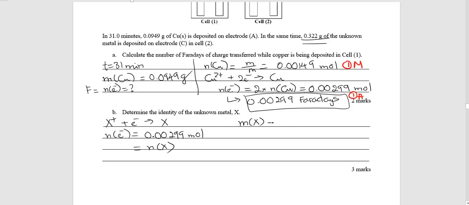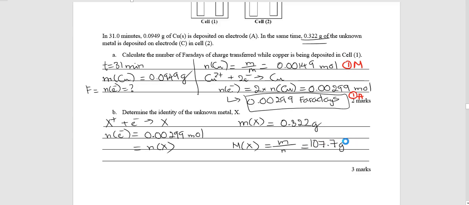Now, one of the biggest assumptions we're making here is that the amount of electrons going through cell 1 is the same as the amount of electrons going through cell 2. And this is a correct assumption, considering how the two cells are connected to the same power supply. So that's a fine assumption to make. So I'm going to divide mass by number of moles. Let's see what we have. 0.322 divided by that.